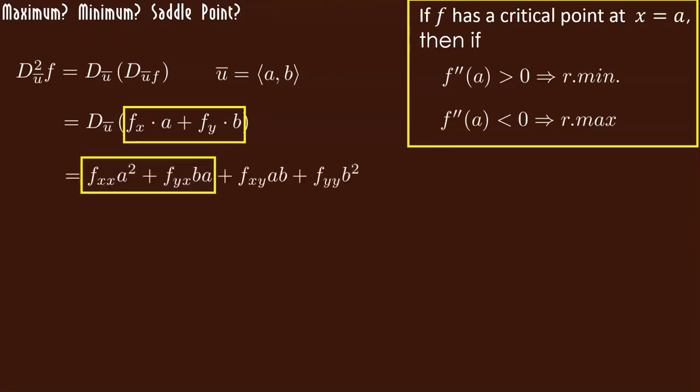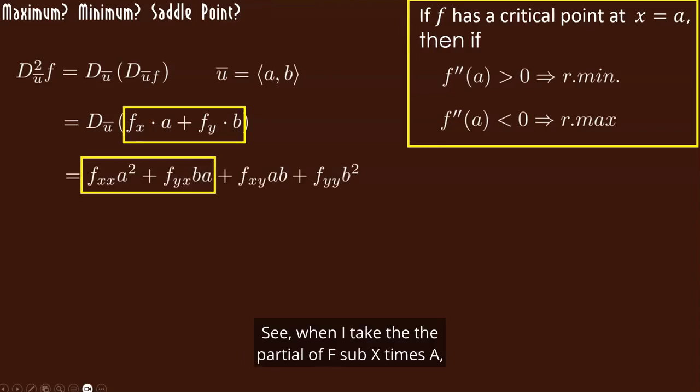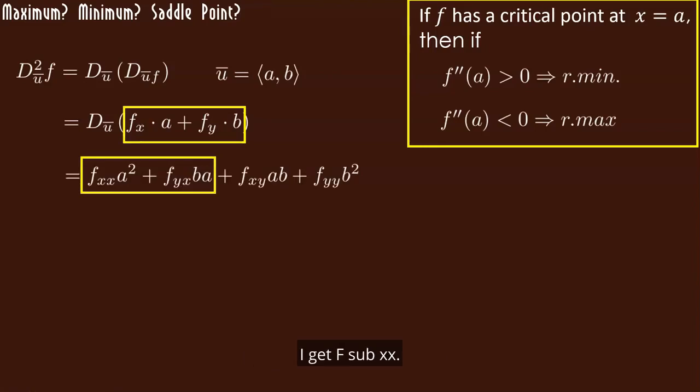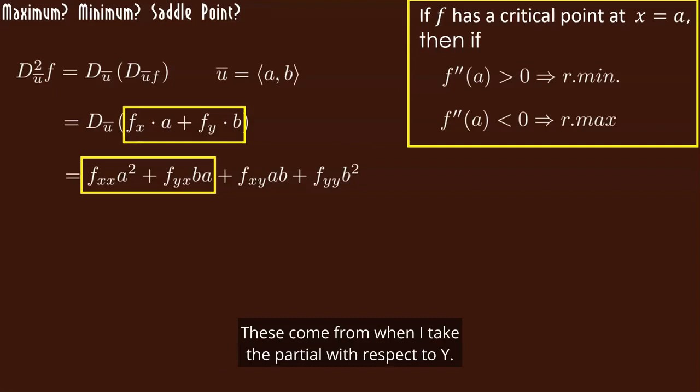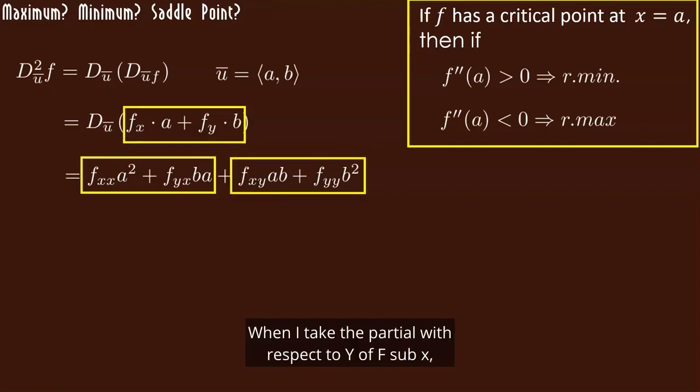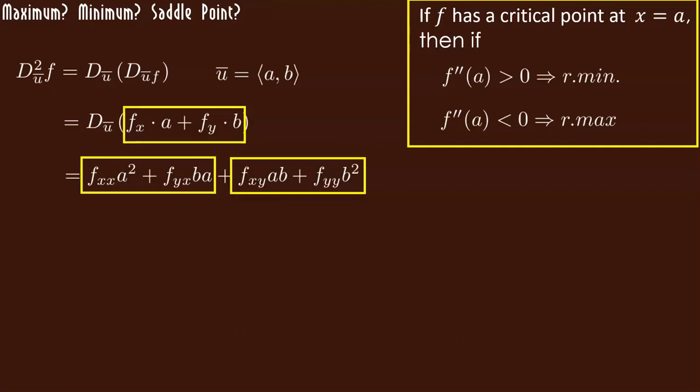Now let's look at this. When I take the partial of f sub x times a, I get f sub xx, and when I multiply it by a, I get a squared. When I take the partial of f sub y with respect to x, I get f sub yx, and I multiply it by a, so now I have ba. Now look at these other two terms. These come from when I take the partial with respect to y. When I take the partial with respect to y of f sub x, I get f sub xy. I multiply it by b, so now I have ab. And finally, when I take the partial of f sub y with respect to y again, I get f sub yy. I multiply it by another b, so I get b squared.